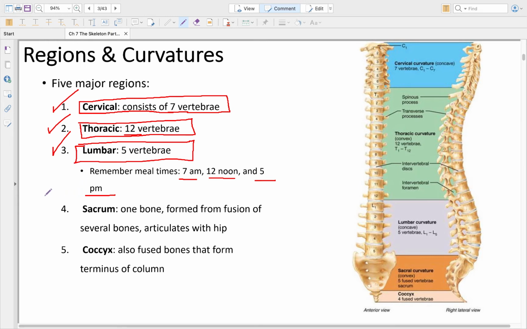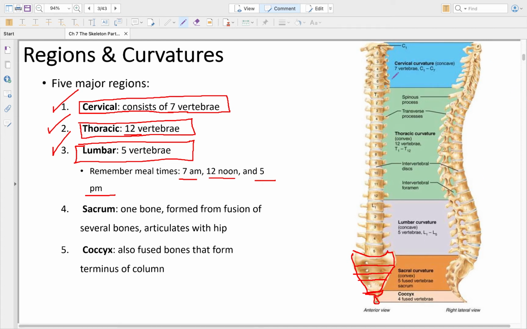Now there's more. There's the sacrum, which is down here. The sacrum is actually several fused bones, 1, 2, 3, 4, and 5 fused bones. Right after that is the coccyx bone, which is your tailbone.